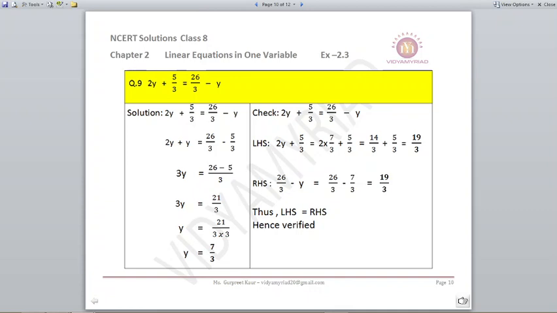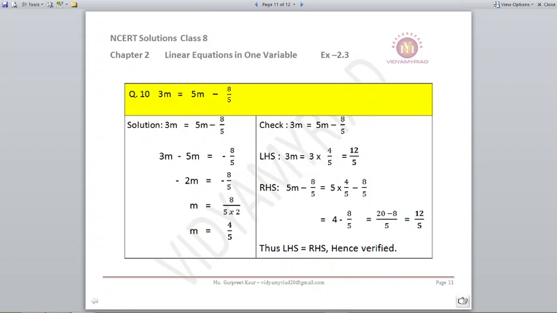Put this 7 upon 3 in left hand side and right hand side. In left hand side you have 2y plus 5 upon 3, which means 2 into 7 upon 3 plus 5 upon 3. You will get your answer as 19 upon 3. Right hand side you have 26 upon 3 minus 7 upon 3, again you got 19 upon 3. So both the sides are equal, left hand side is equal to right hand side and hence verified.